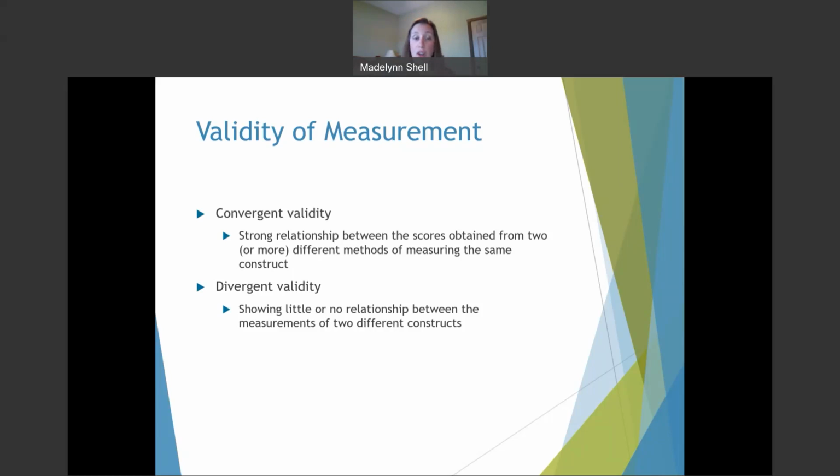Your measure of attitudes about exotic pets shouldn't be related to your attitudes about the military. They're totally different. There should be no relationship there. Likewise, with the depression inventory example, your measure of depression should not be related to self-esteem. It should indicate that they are separate constructs.